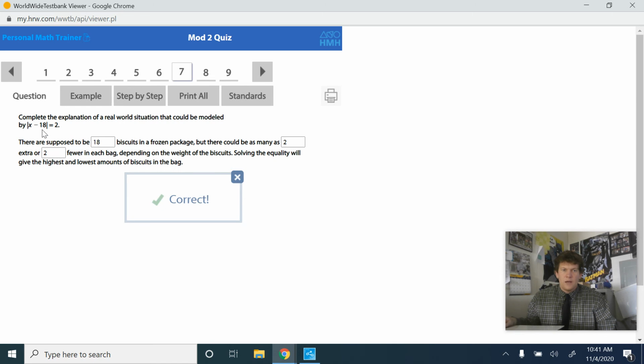What you had in the bag was the number inside absolute value. What it equals, that's your error, so that's the above and below. So there's number 7. Let's try number 9.